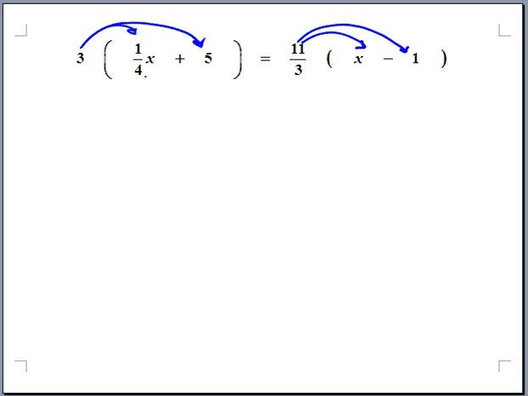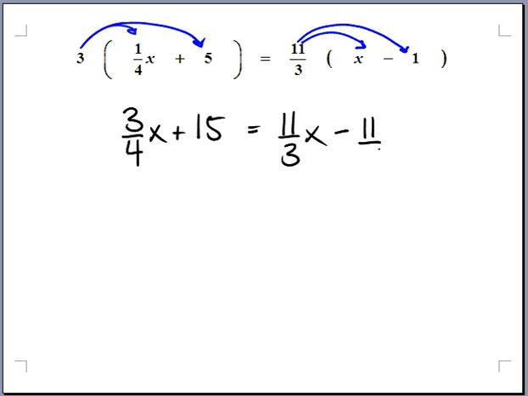3 times a quarter, remember multiplying fractions, it's going to be 3 times 1. That'll be 3/4 x plus 3 times 5 is 15 equals 11 over 3 times x is just 11 over 3x. And then minus 11 over 3 times negative 1 is negative 11 over 3.